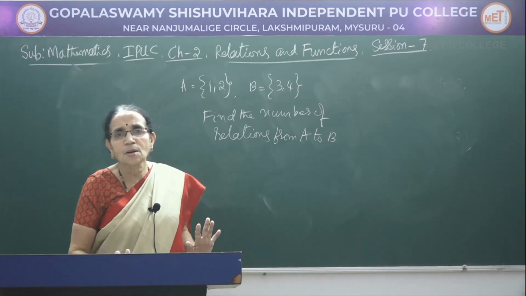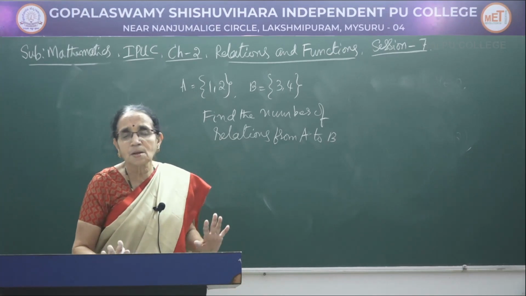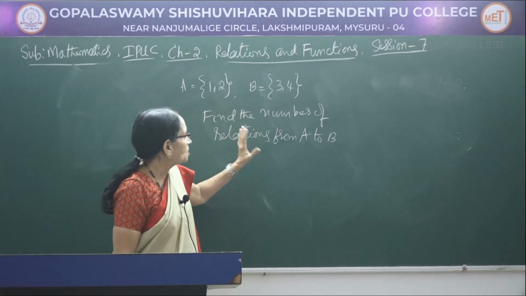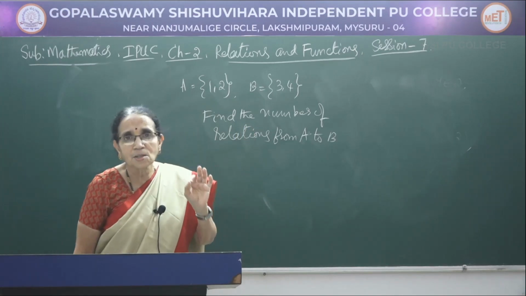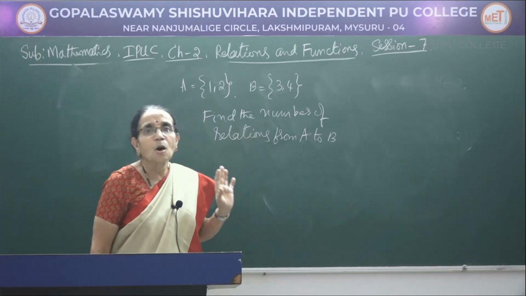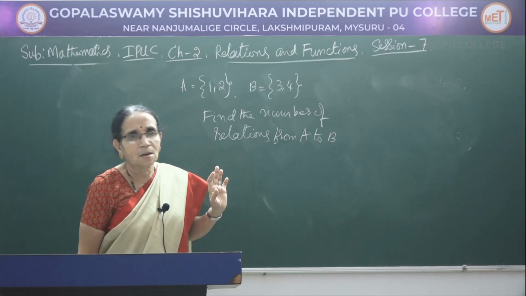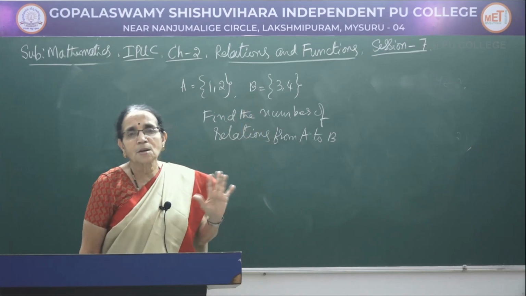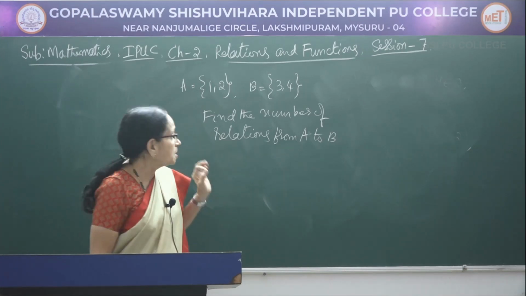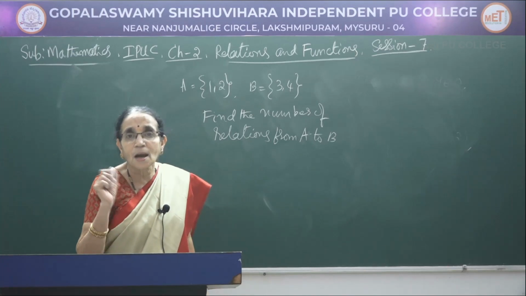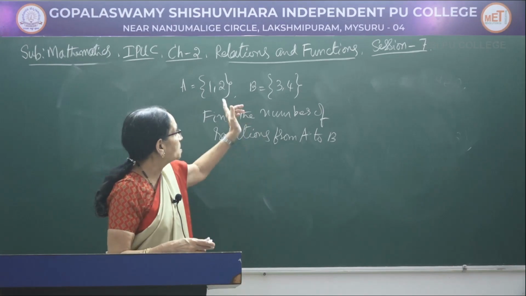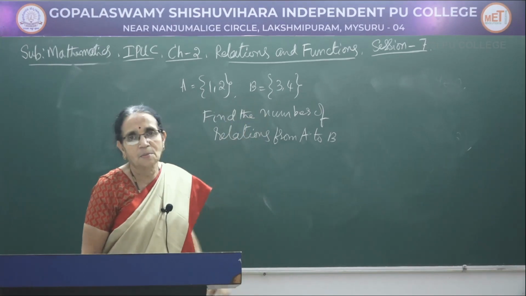You need not write the actual elements, you need not write the set builder form or roster form, anything here. 2 elements here, 2 elements there. You are asked to find out how many relations you can define. Find the number of relations. How many? 1, 2, 3. That number you are writing, not these numbers here. And I am not asking you to define any relation, not in the roster form or the set builder form. It is only how many relations can be defined, or how many relations can exist from A to B when these 2 sets have these elements.